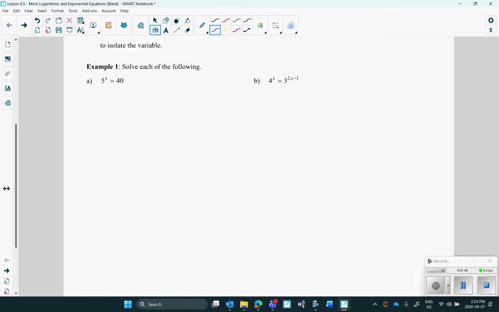How do I tackle something like this? Because I know the answer is going to be between 2 and 3. Because 5 squared is 25, too low. 5 to the third is 125, too big. But the question is, where is it between? Well, to do this, what we do is we log both sides.